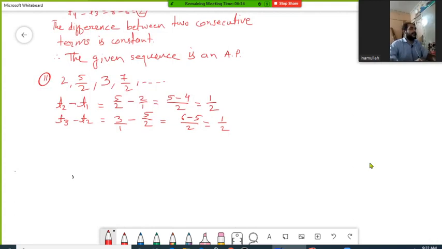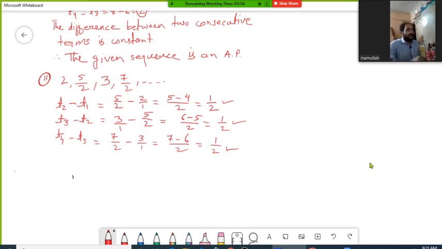Then I'll take T4 minus T3. So my fourth term is 7 by 2 minus the third term 3. I'll take 3 upon 1. So this will give me 7 minus 6 upon 2, which is again 1 by 2. So look at this, 1 by 2, 1 by 2, 1 by 2. So the difference between any two consecutive terms is again constant in this sequence.